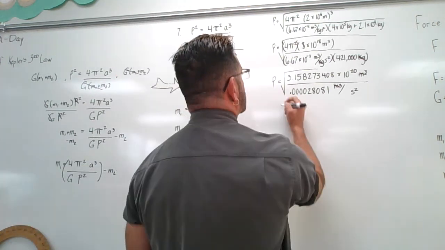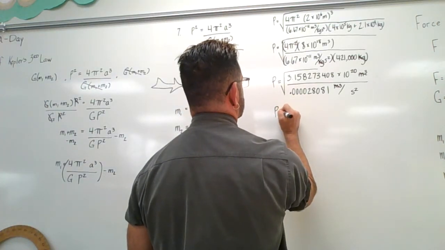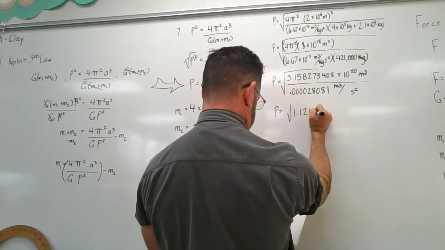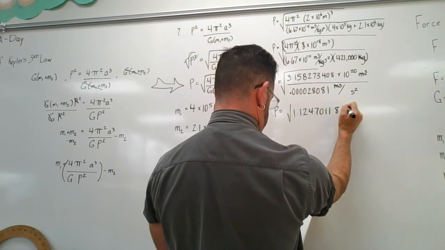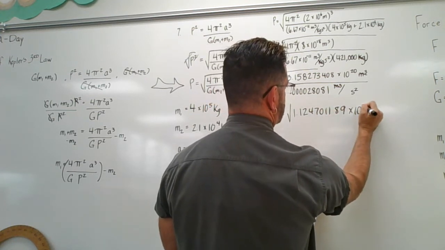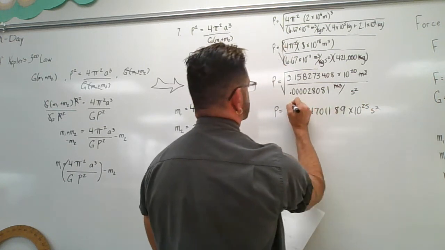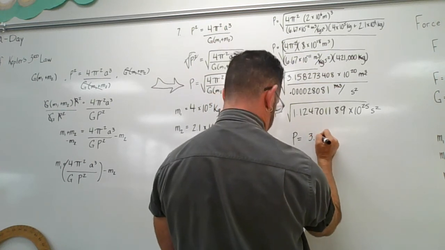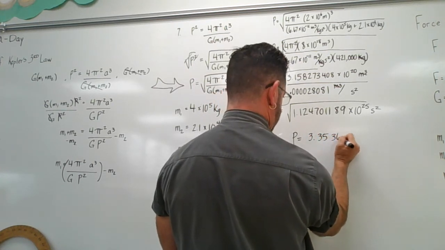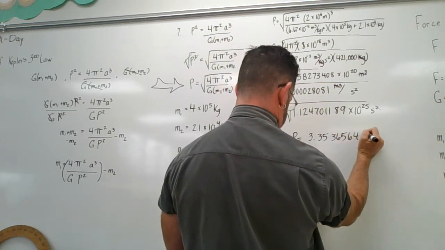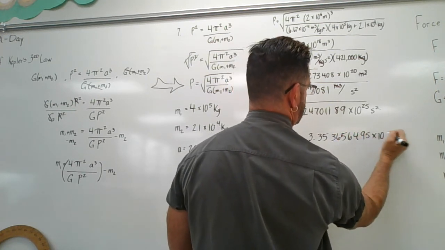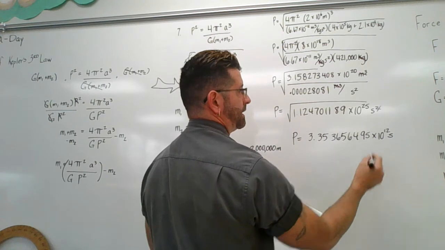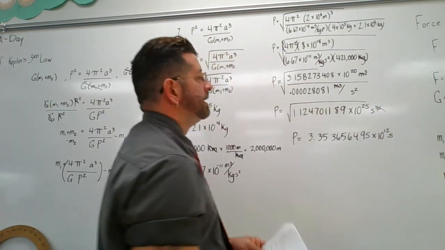Oh, this video is getting real long. So we divide those out. We get P is equal to the square root of 1.124701189 times 10 to the 25th seconds squared. Take the square root of that, and you get an orbital period of 3.353656495 times 10 to the 12th seconds, because of course it's the square root. It'll kill that square. Boom. It's gone.